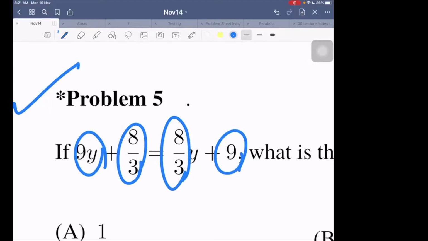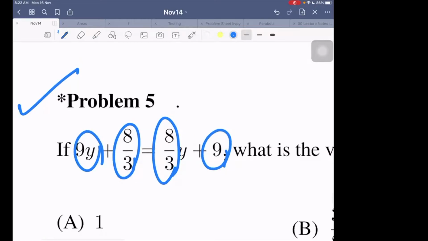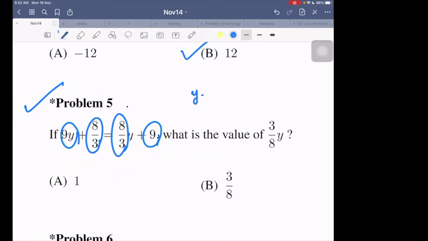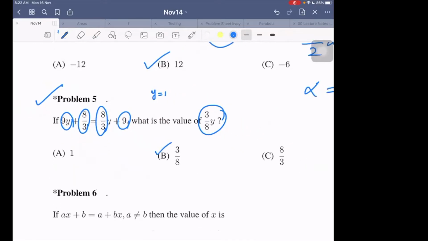See, my point is, apart from the regular way of solving a question that you learn in school, you should also know these kinds of sneaky approaches, these shortcuts, these observations, which is going to save you a lot of time. So your value of y is nothing but 1, and your 3 by 8 y is going to be 3 by 8.